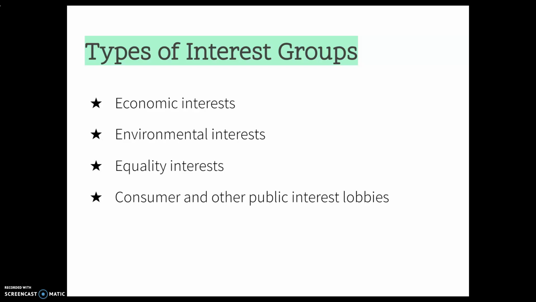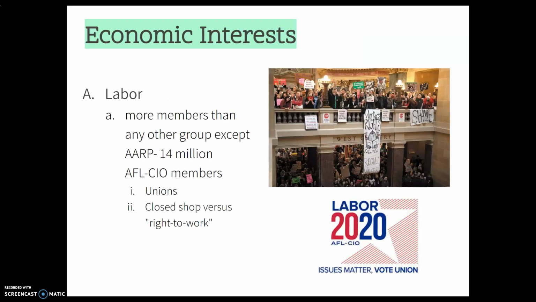So economic interests as a whole are dealing with business, labor, farm interests, taxes, subsidies, regulations. Looking from the labor side of things, labor represent workers. So labor interests are oftentimes referred to as unions. They represent workers and they have more members than any other group except for the AARP, which is the Association of Retired People. There are 14 million members of the AFL-CIO, which is the nation's largest labor union.